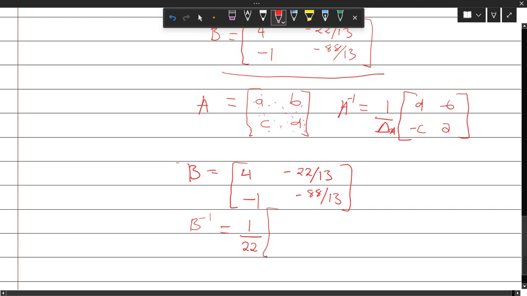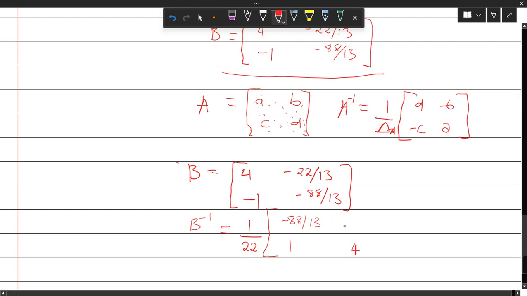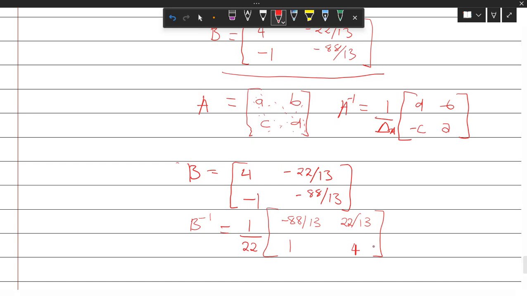Then you open bracket. So the major row, they swap. On top here, position for 4, there will be 88, -88 over 13. Then down here there will be 4. So this is the major row they've swapped over. Then the minor row, we multiply by -1. So -1 multiplied by -1, you have 1 here. Then -22 over 13 will be just 22 over 13. Okay, so this will be your answer now.